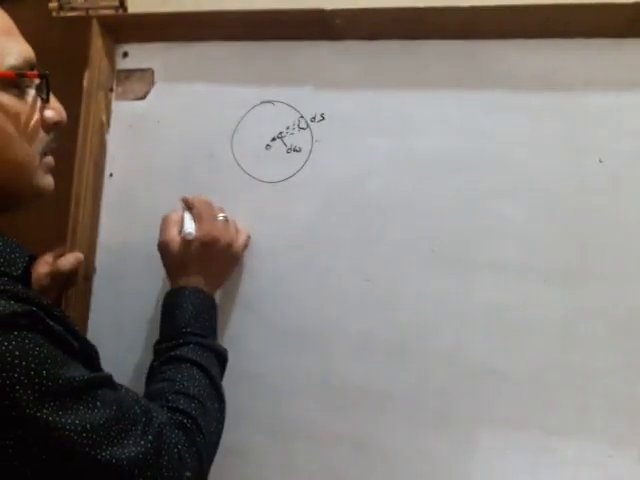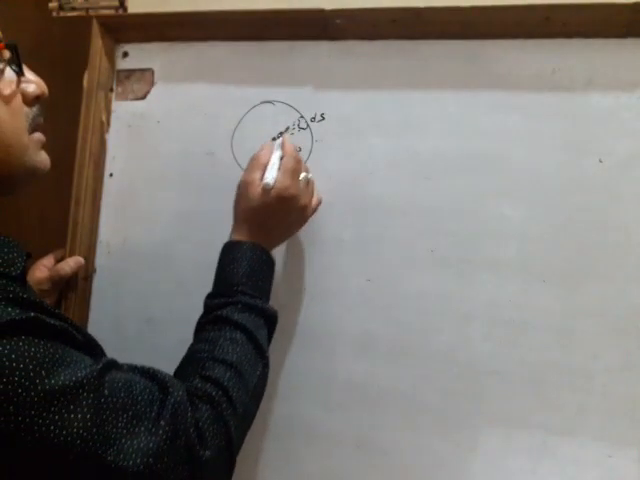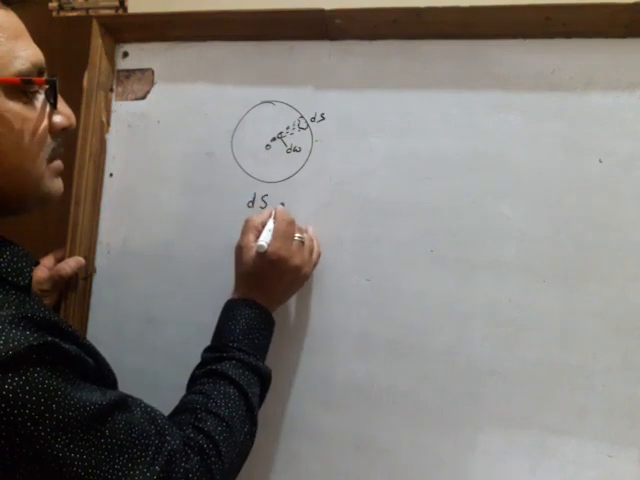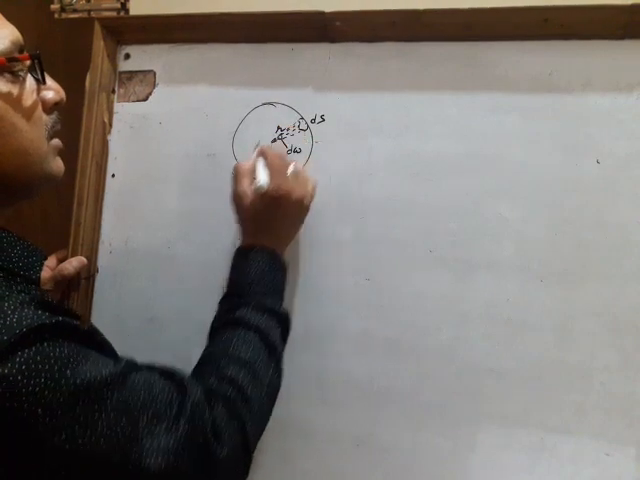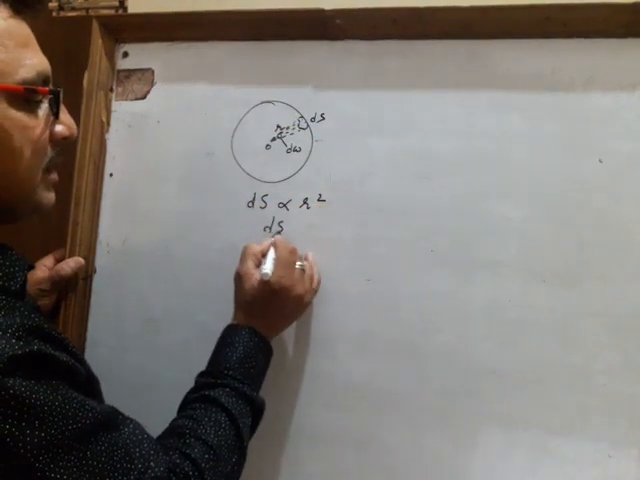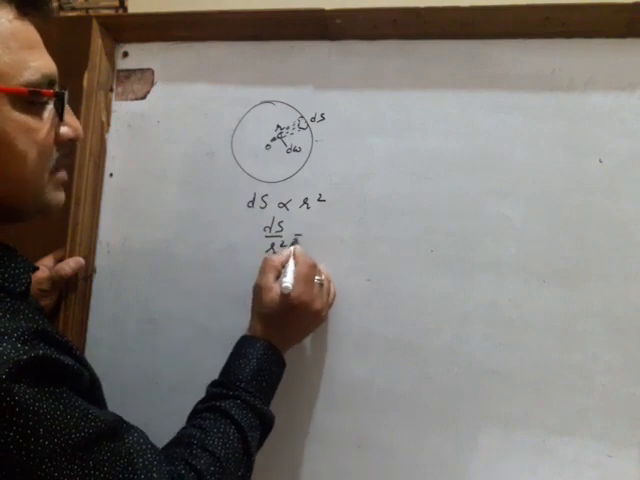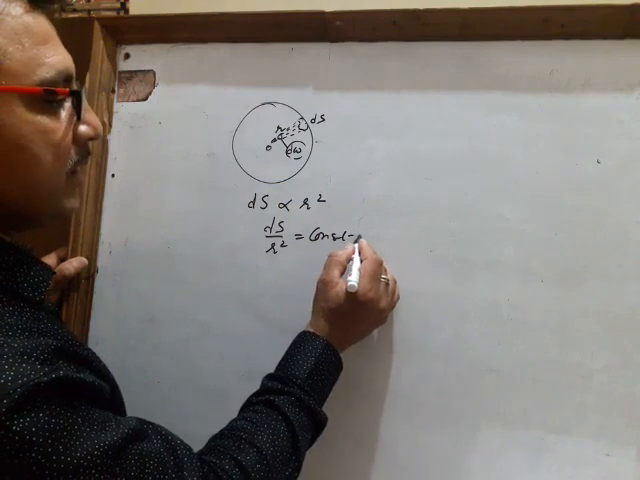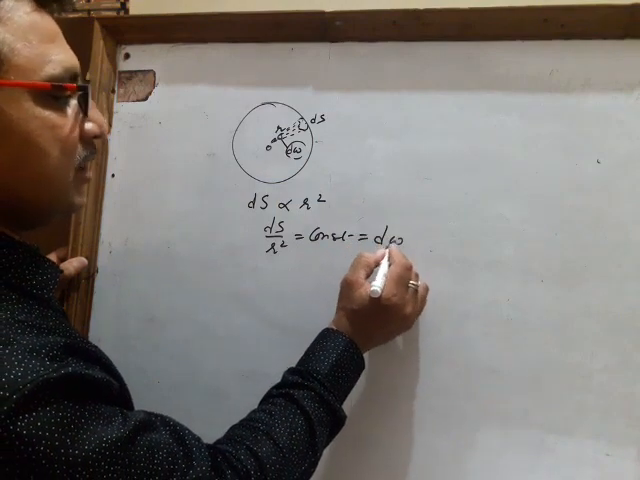And remember students, the area of the surface element ds is directly proportional to the square of the radius. That means ds upon r square is equal to a constant, and this constant is d omega. This is actually d omega.